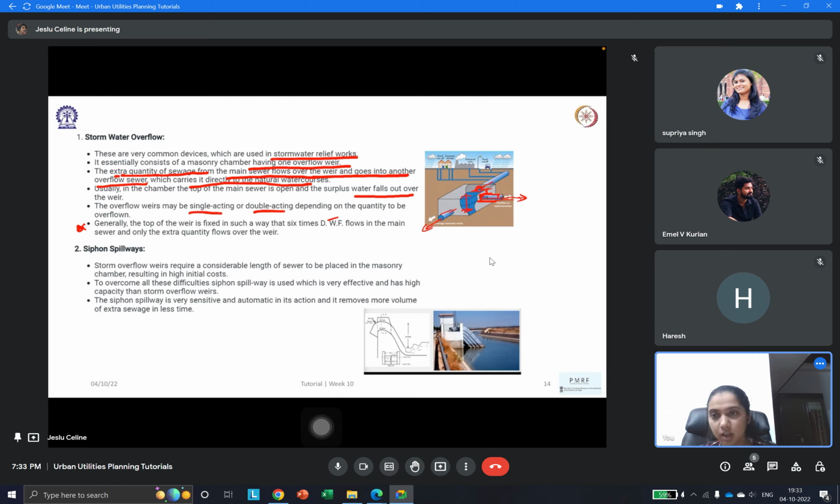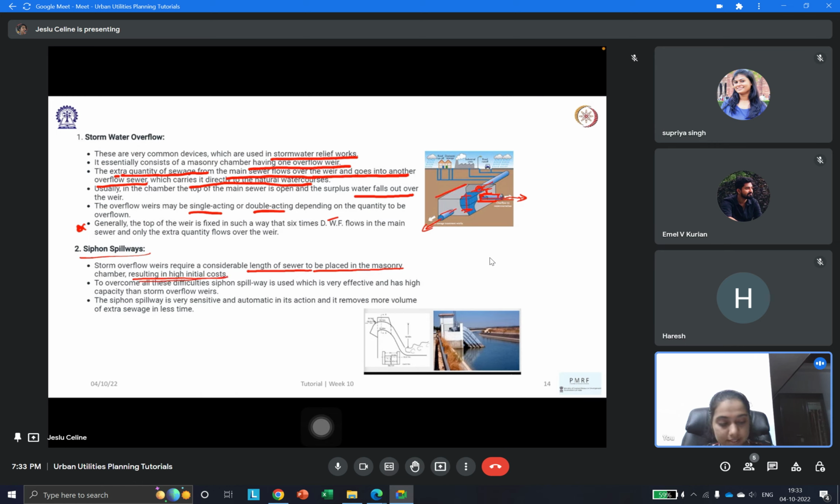So this is a stormwater overflow structure, which is a type of stormwater relief work. Then we also have something called a siphon spillway. Why it's required is mainly because stormwater overflows require a considerable length of sewer to be replaced by a masonry chamber, which results in high initial cost.